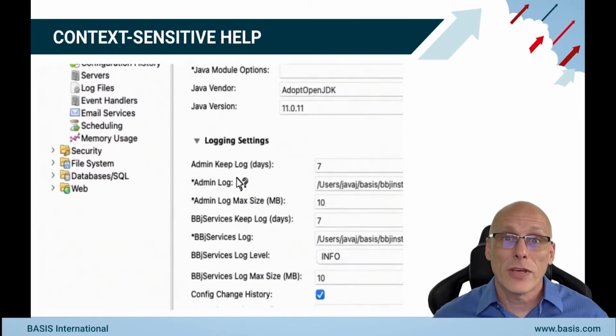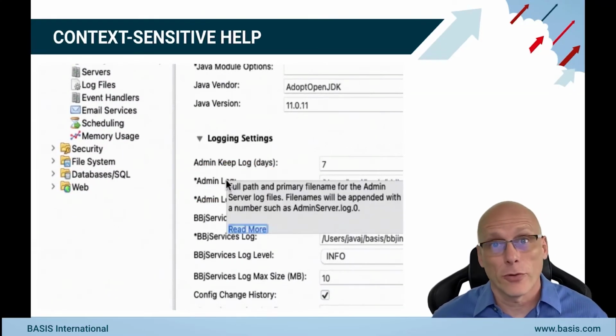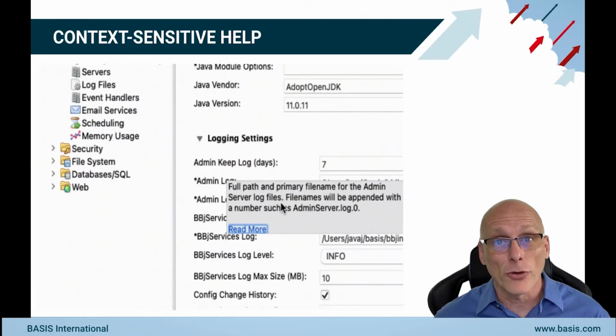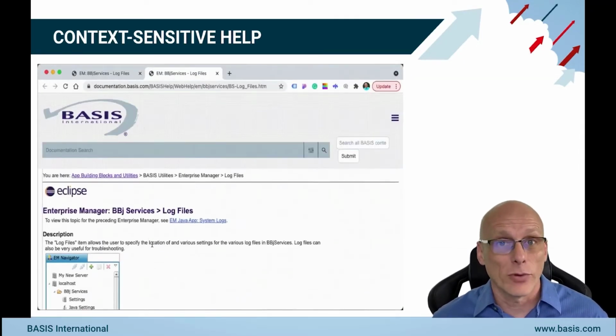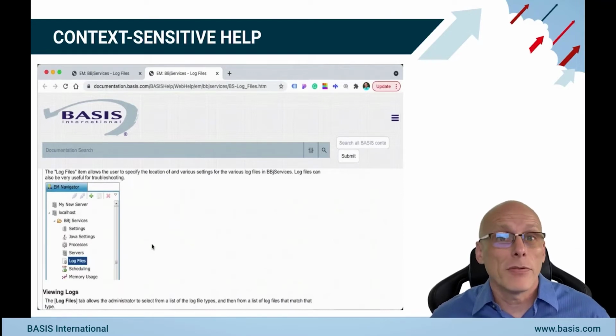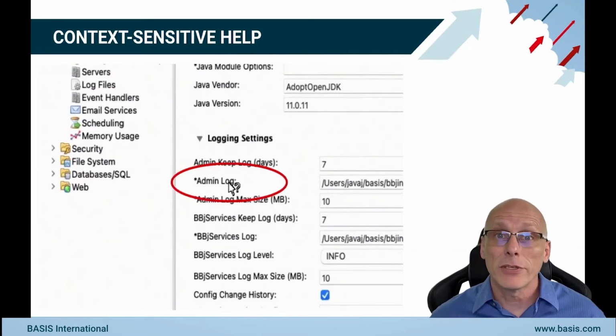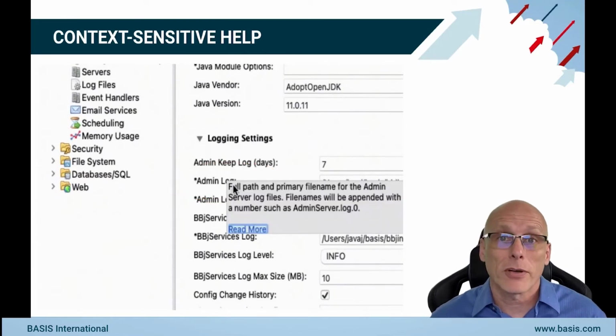And now I'd like to show you a feature that's going to be appearing in some future versions of the BBJ Enterprise Manager, and that is context-sensitive help. As you can see here in this short demonstration, when you move the mouse over a particular label that has help available, it turns to a question mark cursor, and that indicates that some help is available.